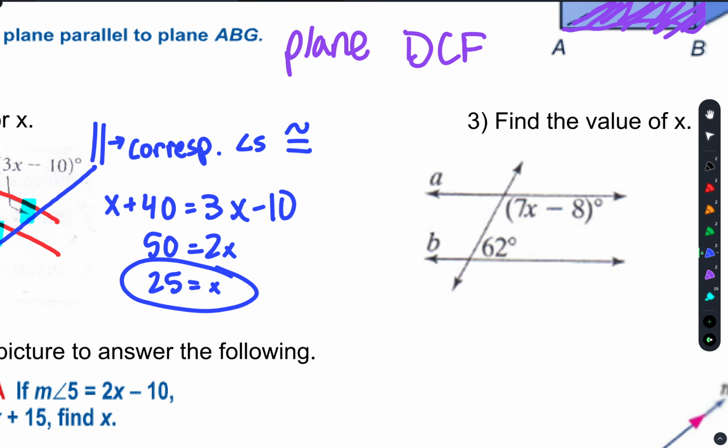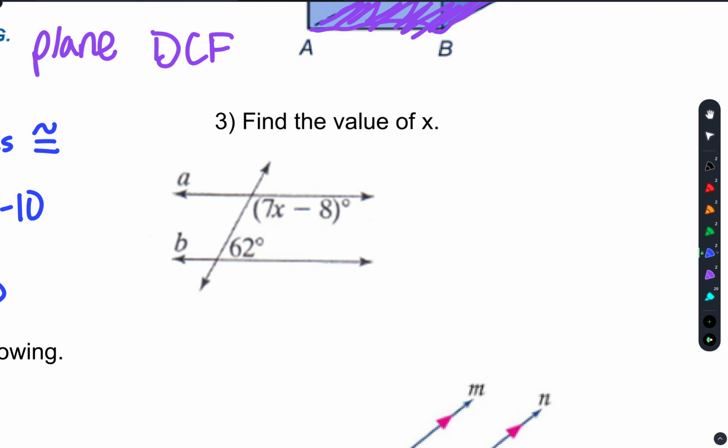Okay, let's look at number 3. I promise I won't make you do all of these, but we definitely need to do some of them. Number 3, I'm going to highlight. I have 2 lines, I have a transversal, and I have some angles. What's the relationship between these 2 angles? Casper? They're interior. What else?